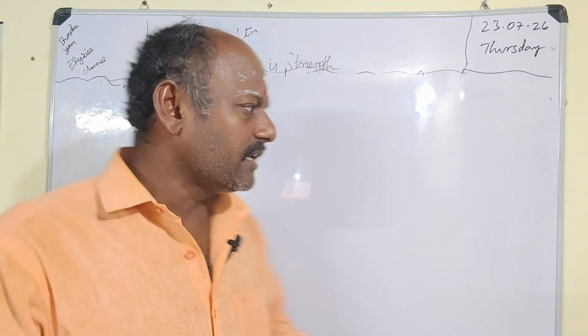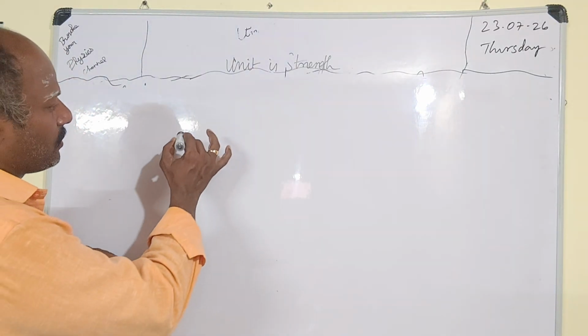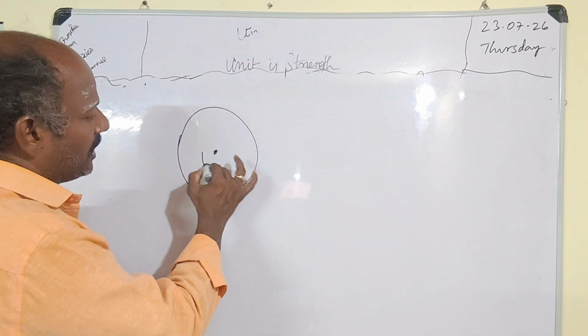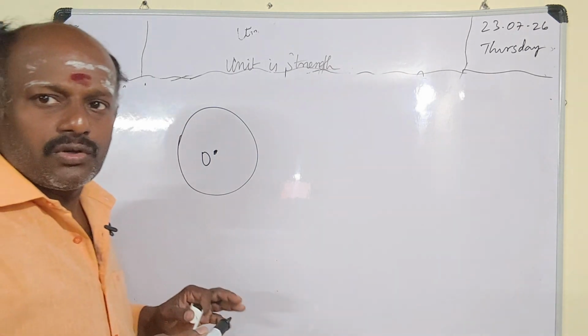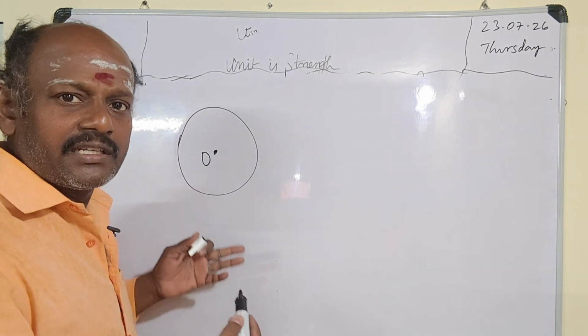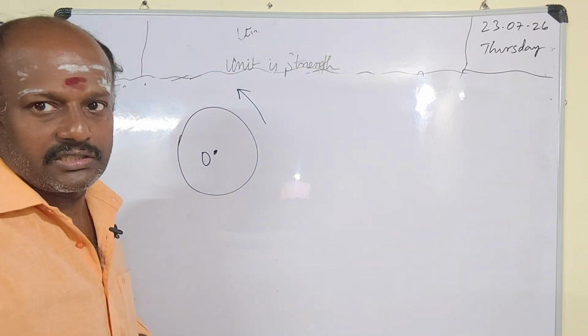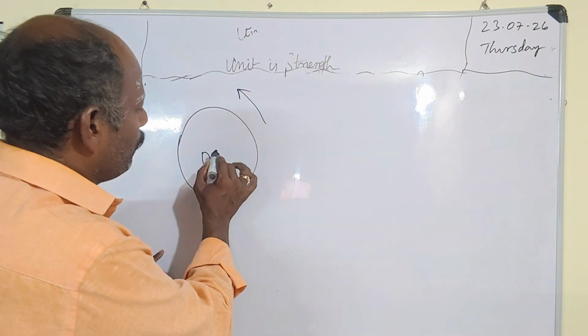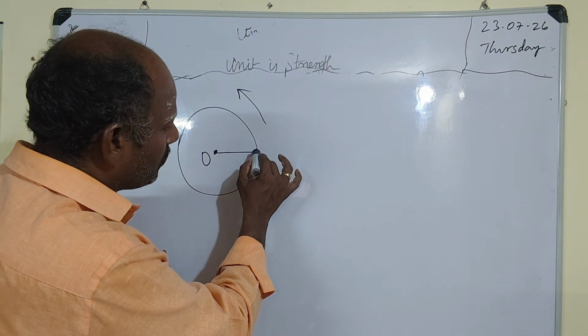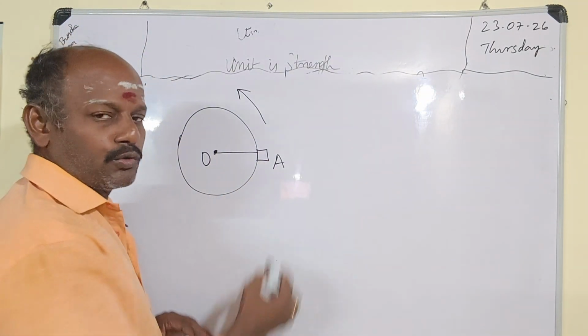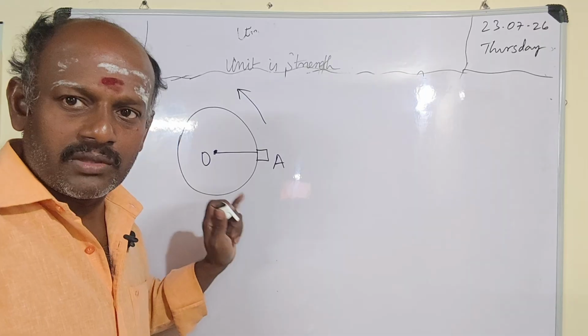So let us consider an object involved in a circular path, with O as the origin. For my convenience I am considering it moving in an anti-clockwise direction. Now when I look at the position of the object at any point, let us take this as A. At this point, how will the object behave?